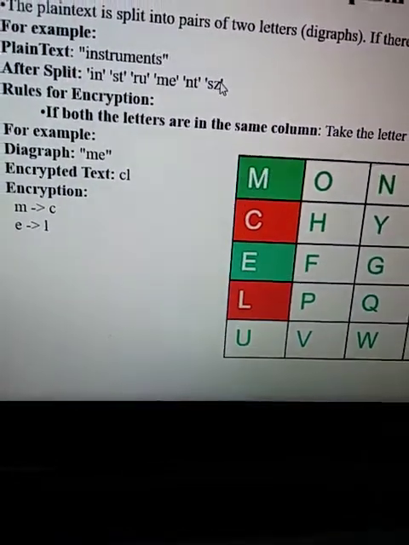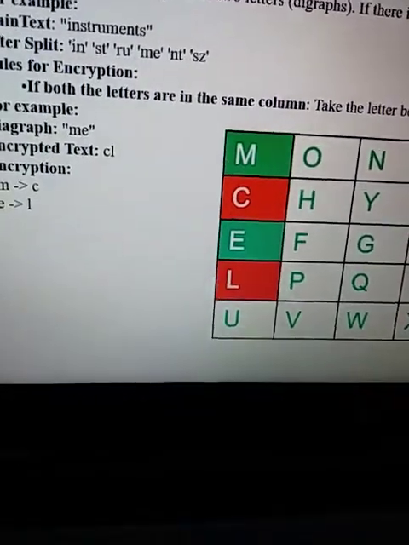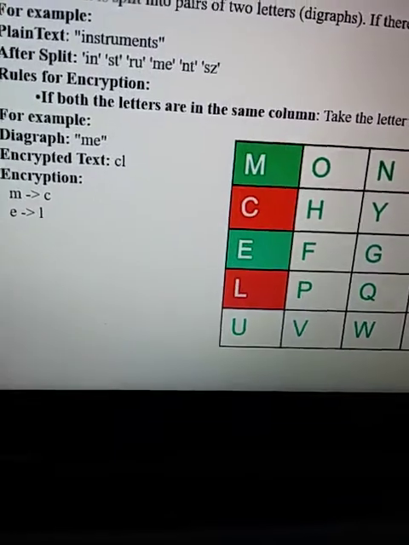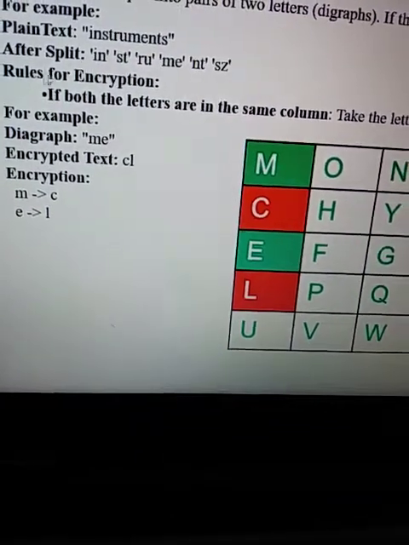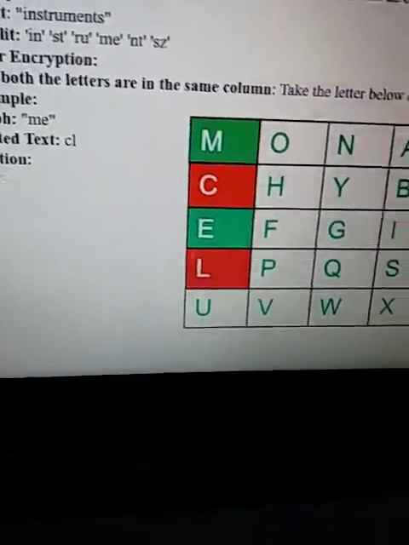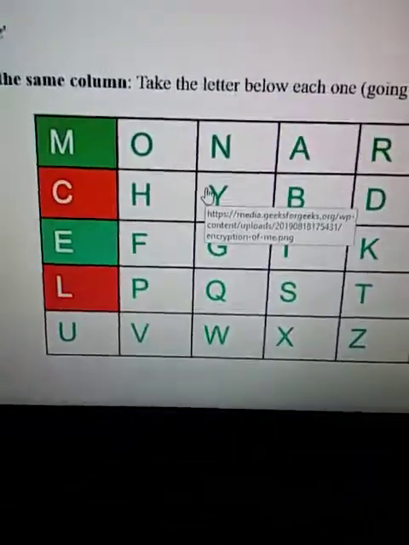There are three rules to be followed in this algorithm. According to this algorithm, we are going to substitute some other letters for these pairs of letters. So we are going to search for the pair here.